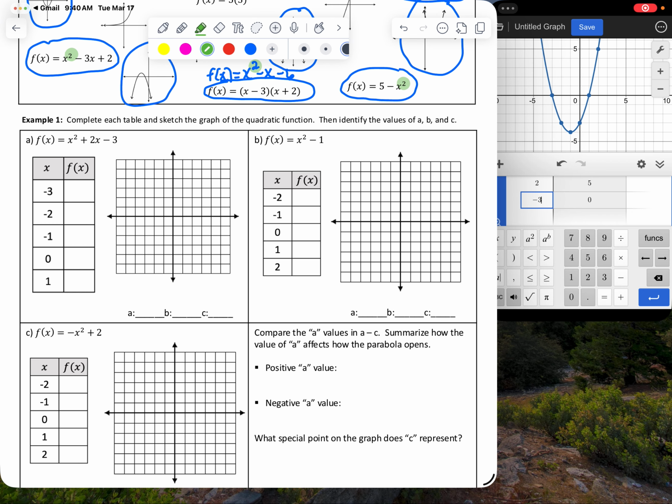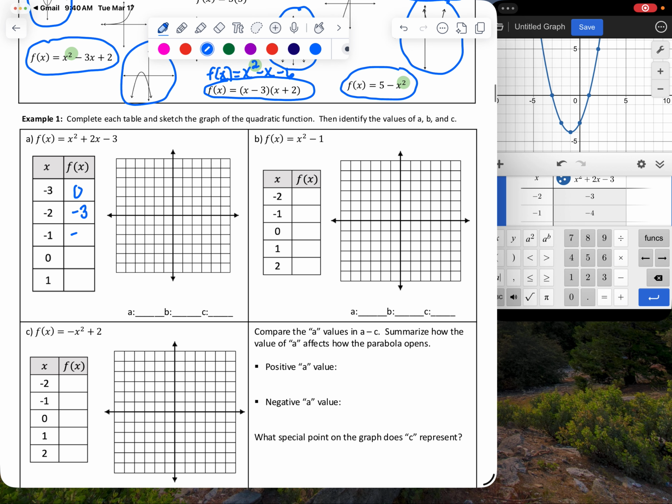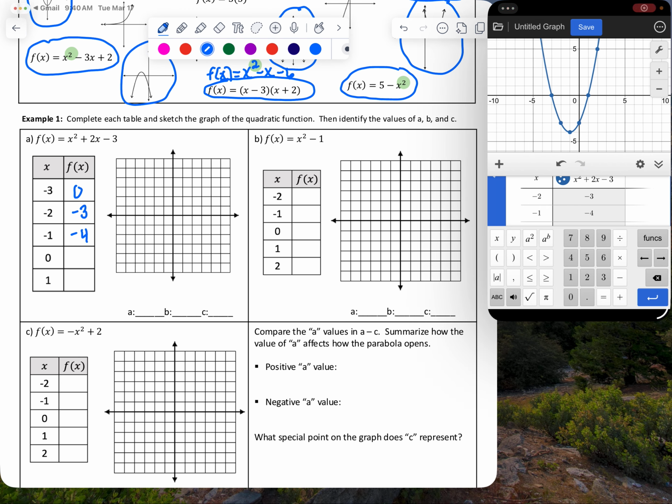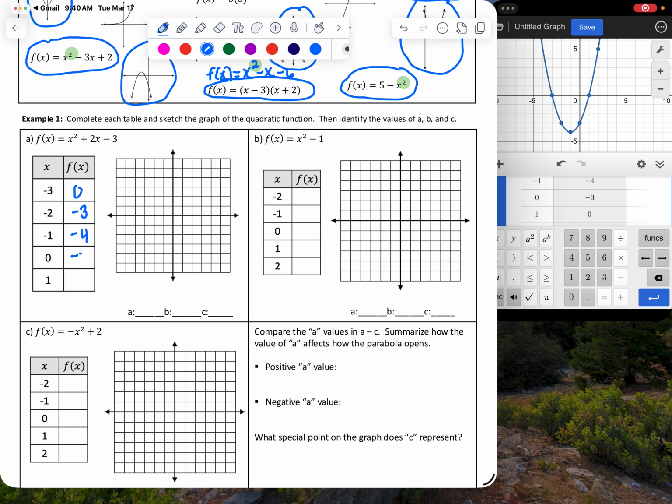Whoops, I wanted a pen here. Then negative 2, negative 3; negative 1, negative 4; 0, negative 3; and 1, 0. So what I'm going to do now is I'm going to plot these points.